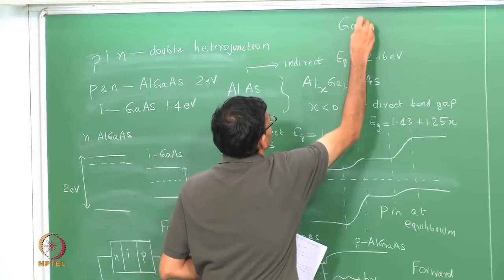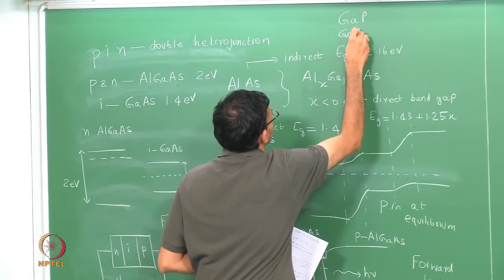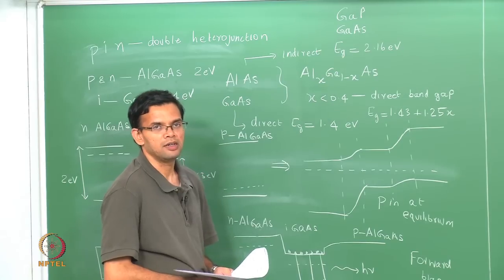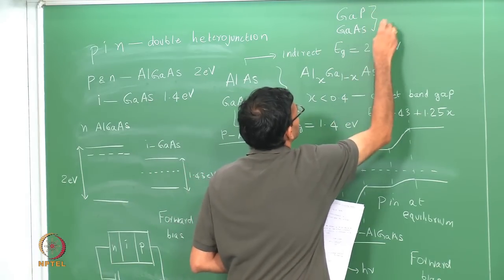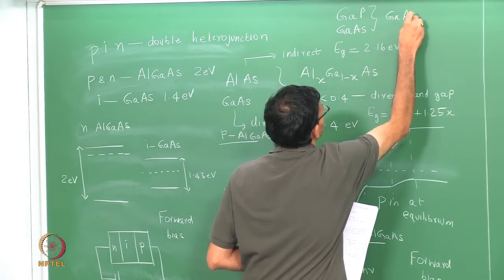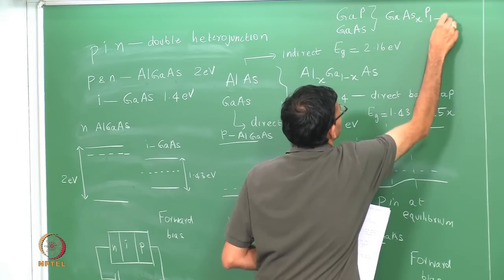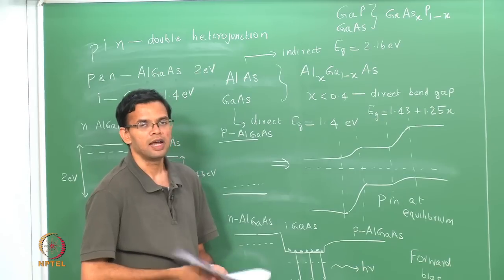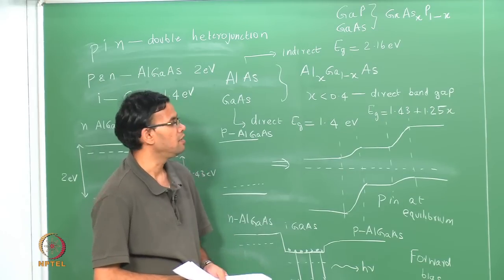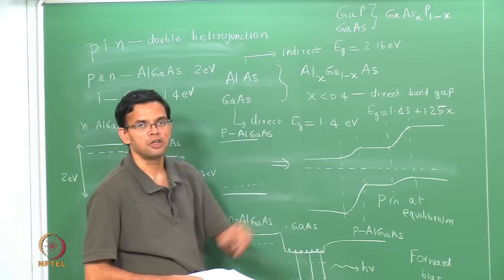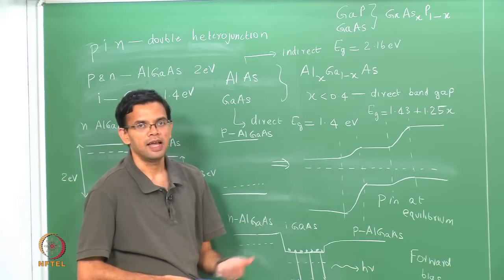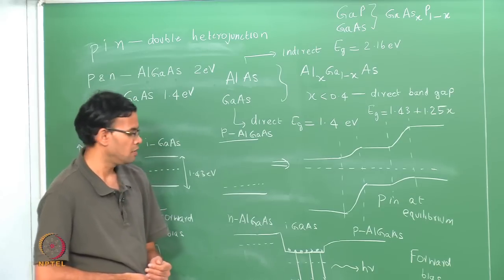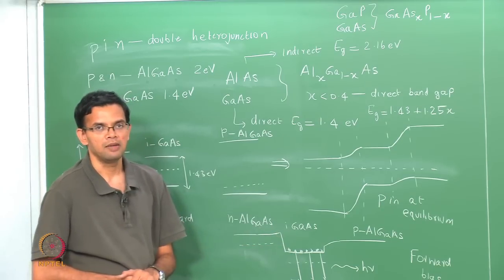So, I can have gallium phosphide and gallium arsenide. Gallium phosphide is an indirect band gap semiconductor, gallium arsenide is direct. Again, depending upon the value of x, you can have a direct or an indirect band gap material. Once again, using this, you can form a double heterojunction with gallium arsenide. Even there, the energy of the radiation that comes out will be equal to the band gap of gallium arsenide.